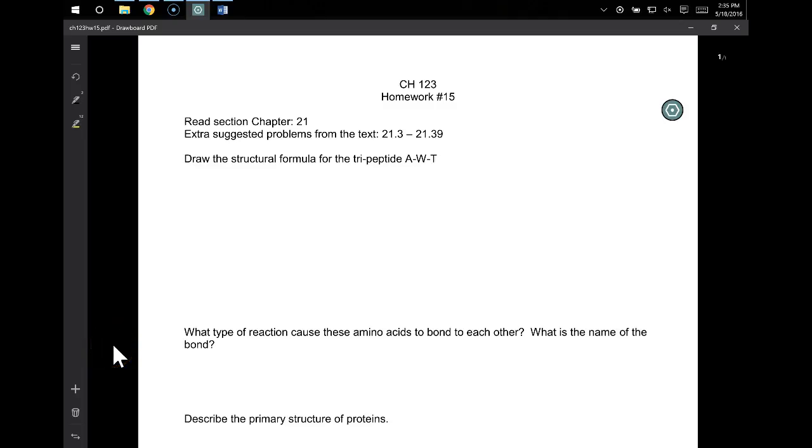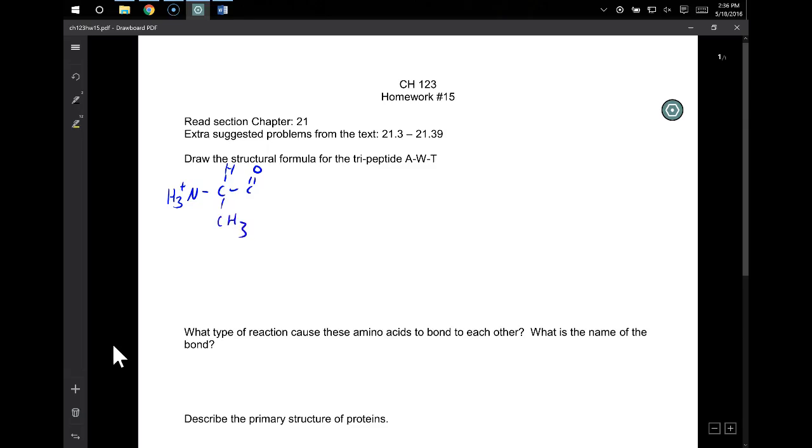Okay, so I want to draw the tripeptide with these three: the aniline, the tryptophan, and the threonine. So I'm going to start off with the aniline, and we're going to have a H3 plus NCHCH. NCH3.